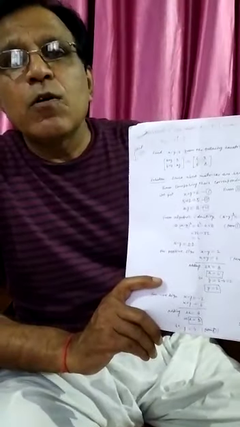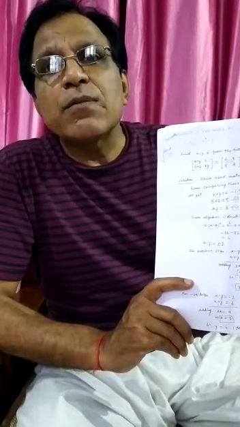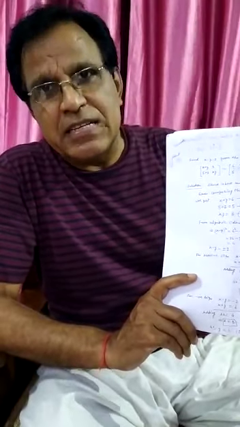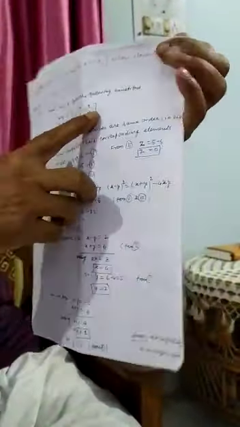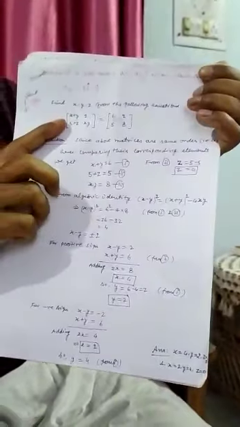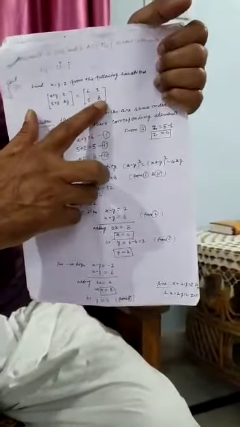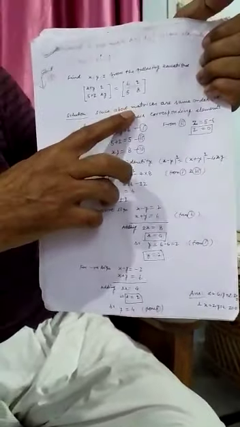Okay children, today in this video I discuss some questions on the basis of the properties of matrices. Question number 1: find x, y, z from the following matrix equations. The first matrix is a 2 cross 2 matrix and the second is also a 2 cross 2 matrix. This is known as a matrix equation.